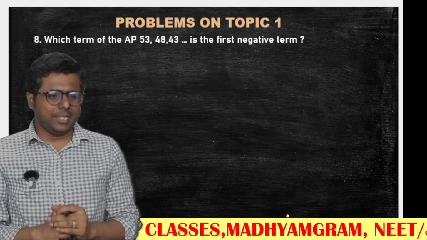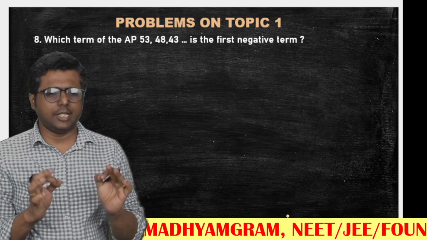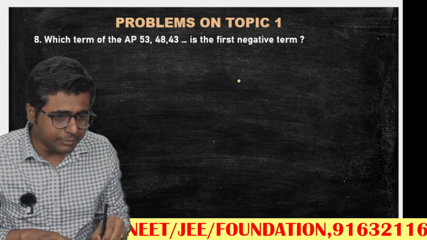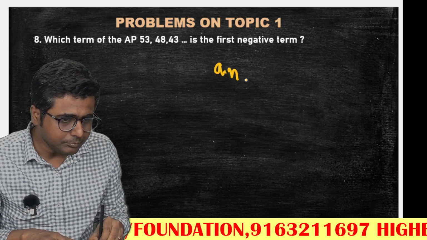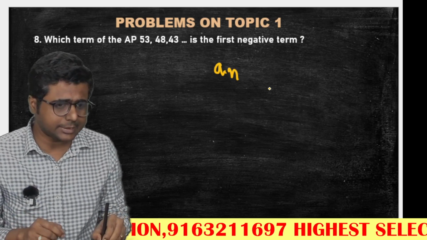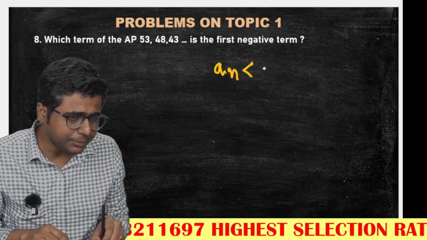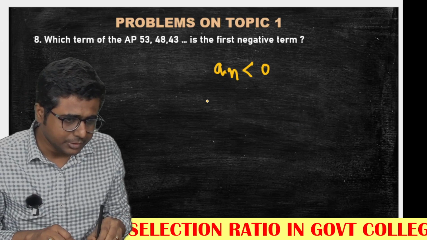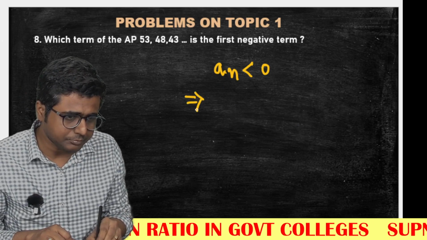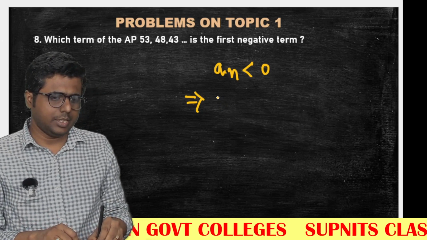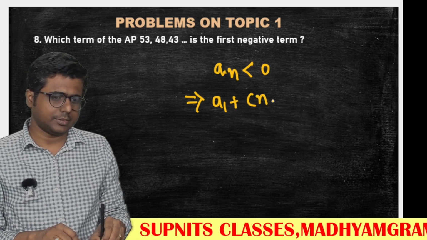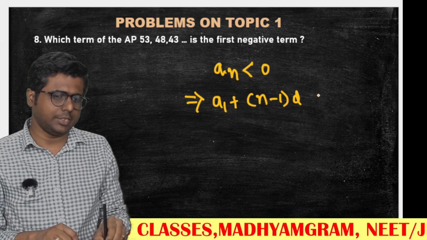Which term of the AP is its first negative term? Excellent question. Another excellent question. First negative term. Any negative term. So I don't know, maybe the nth term will be the first negative term. So it will be less than 0, right? The first negative term. So here it is A1 plus (n minus 1)d less than 0.